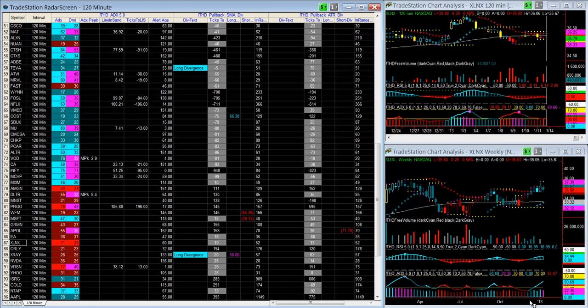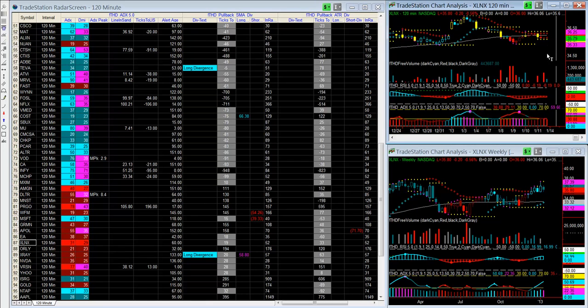XLNX. Okay, again, you can see you've got a nice ADX on the weekly chart. And what I would want to see is divergence on the seller side. As you can see right now, the sellers are actually increasing and the buyers are not responding. This tells me that we may get a magenta peak potentially on the weekly chart. Not a trade I would want to be in.